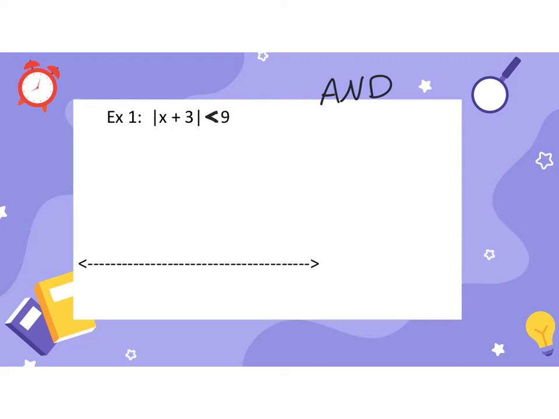So we'll go ahead and we are going to split this into our two problems. Okay? First step, or first problem. Keep everything the same. Just get rid of those bars. X plus 3 is less than 9. Okay? Next step, drop the bars, flip the sign, and make the right side negative.